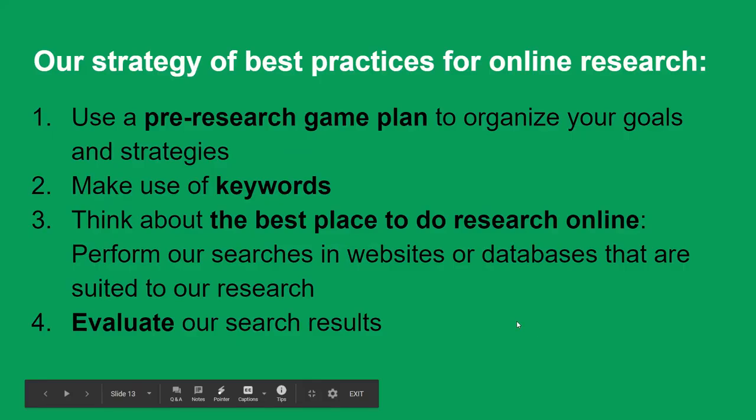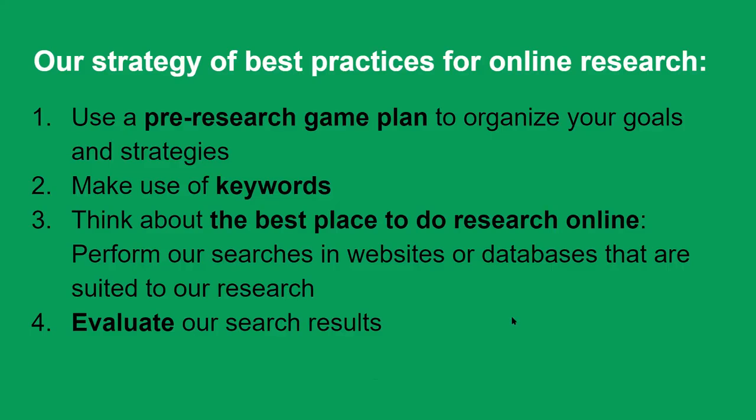So first, we use a pre-research game plan to organize our goals and our strategies. Second, we make use of keywords. Third, we think about the best place to do our research online, and we perform our searches in websites or databases that are suited to our research. And then fourth, finally, we evaluate our search results.